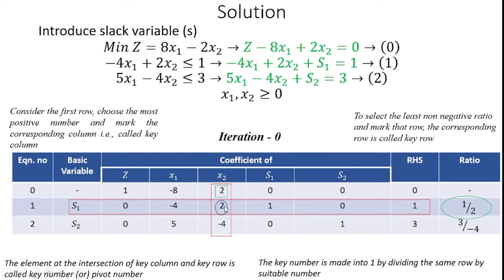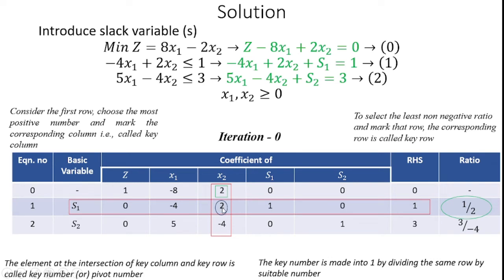So the element at the intersection of the key column and key row is called the key number, or pivot number, for the simplex method problem. What is the next step? Yes, for solving the problem with the simplex method, the key number is made into 1 by dividing the same row by a suitable number. According to this problem, you see 2 is available. How can I convert that number into 1? Yes, this 2 can be divided by 2. From this I get 1 as the key number.